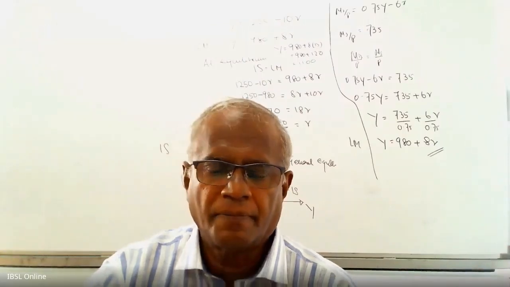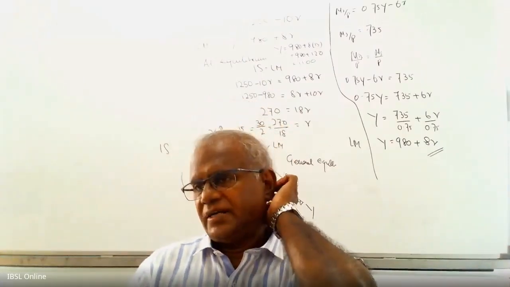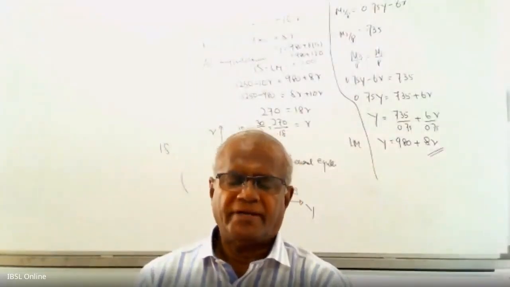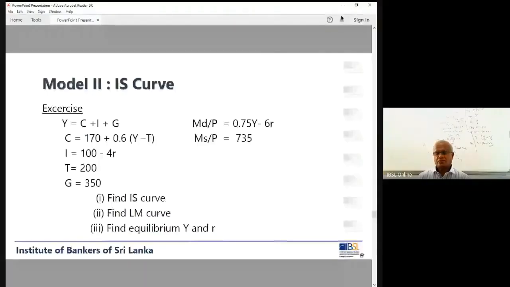Right. So that's why we worked out the IS and LM curves and the equilibrium income and interest rate we calculated.